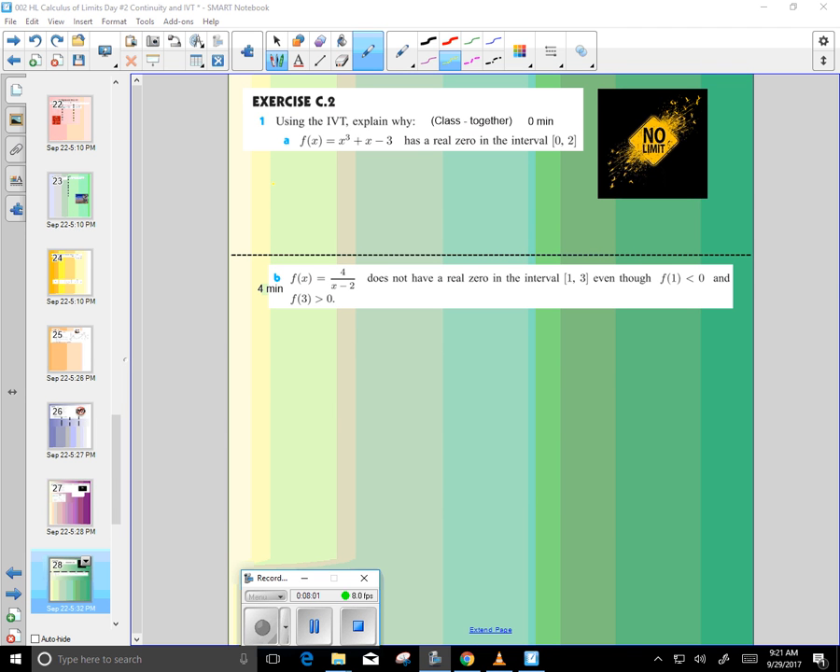Okay, show that f of c is equal to 0. That's what we're trying to prove. We're trying to show that it crosses that axis. So all you have to do in step 1 is show that 0 is between f of 0 and f of 2. And what is f of 0 here?